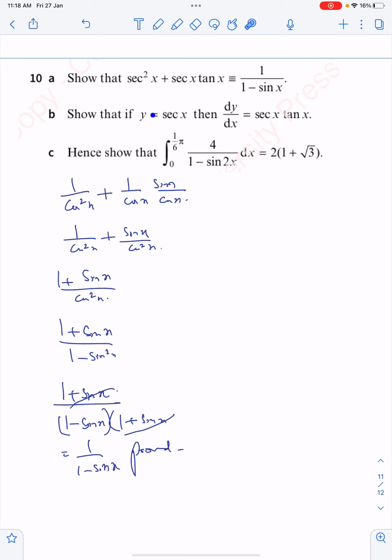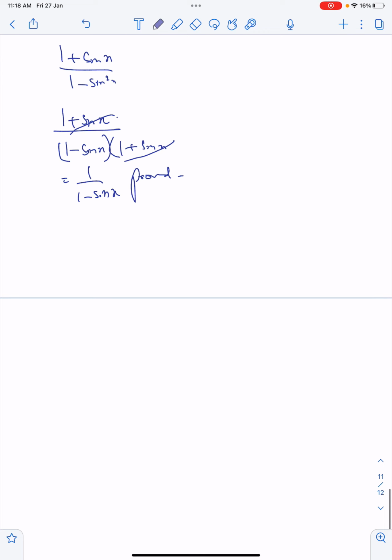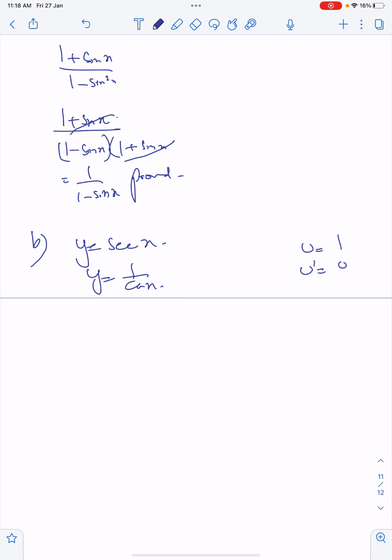Okay, show that if y equals sec x, then dy by dx equals sec x tan x. I think this we have already proved, but you can do it again. If y is equal to sec x, y equals 1 upon cos x. u is equal to 1, u dash is equal to 0, v equals cos x, v dash is equal to the differentiation of cos x, which is negative sin x.